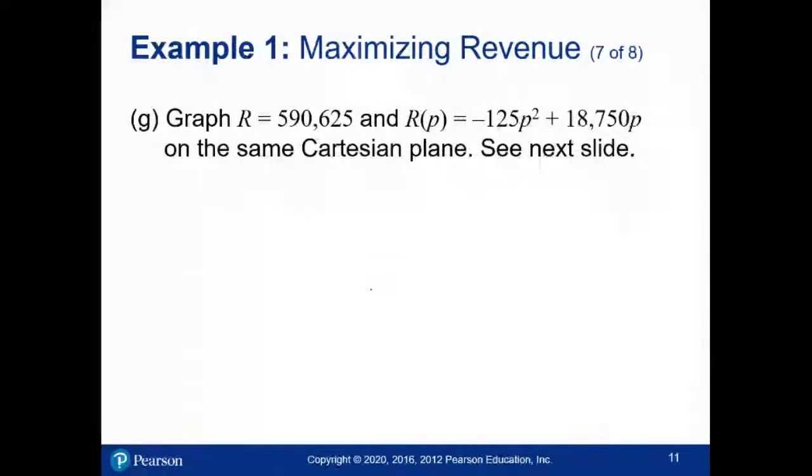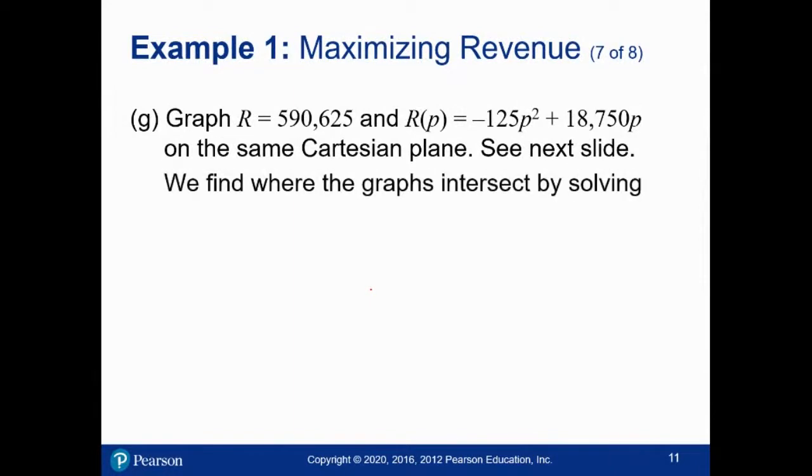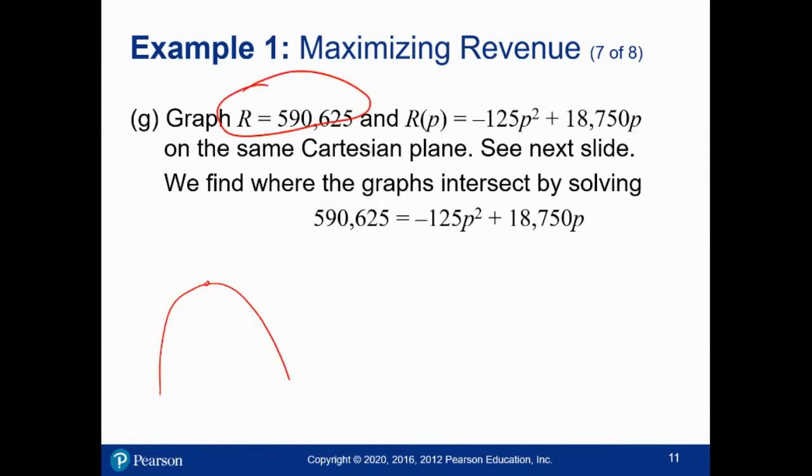Okay. The next part did say, so we're just going to graph the same thing. Where is the revenue bigger than this? Okay, so our graph looked something like that, and we know that this caps out at 75, it was like 700,000 something. So 590,000 is going to look something like that. There's going to be a range of prices that give me revenues over 590,625. So we need to find where these intersect. How do I find where a parabola intersects a line? I set them equal to each other.